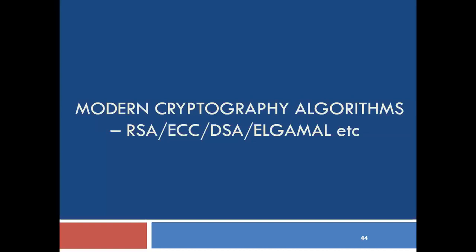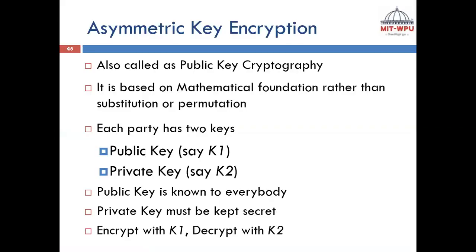Now let's move to another category of algorithms called modern cryptography algorithms, or public key cryptography algorithms. The examples are RSA, ECC, DSA, etc. Asymmetric key encryption is also called public key cryptography. It is based on a mathematical foundation rather than substitution and permutation, whereas classical or conventional cryptography algorithms are mostly based on substitution or permutations.